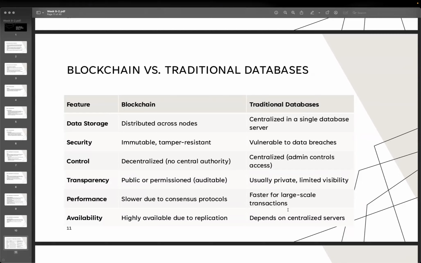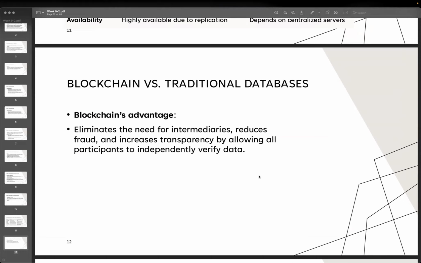Okay, let's try to summarize the advantages. One, we can eliminate the need for intermediaries, so we can reduce fraud. Also, we can increase transparency, allowing all the participants to independently verify the data. That's the advantage for enhancing security.